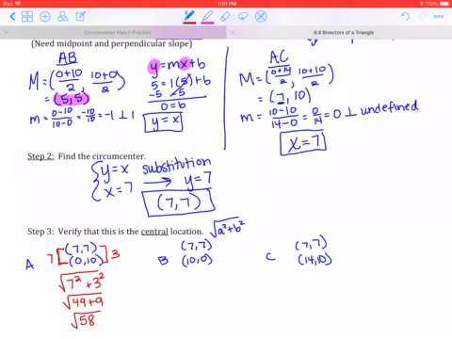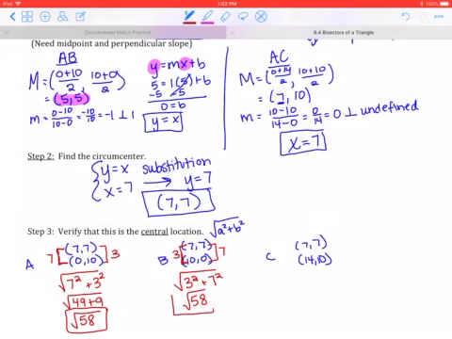Now let's see if the distance from the circumcenter to point B is the same. So I'll look at how many units are between my x values. From 7 to 10, that's 3 units. And my y values, from 7 to 0, that's 7 units. So plug this in. 3 is my a value, 7 is my b value. And 7 squared plus 3 squared is going to give me the square root of 58. I can skip that middle step since I've already worked it out over here.